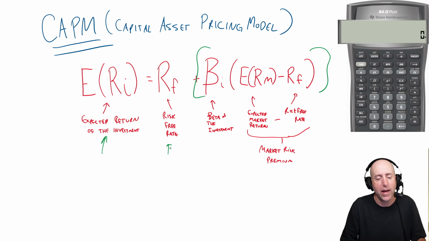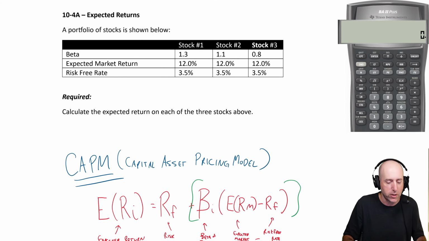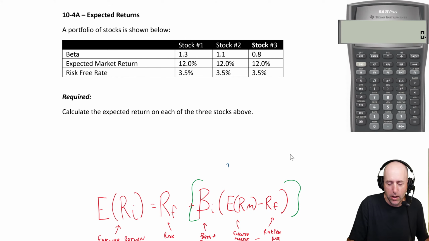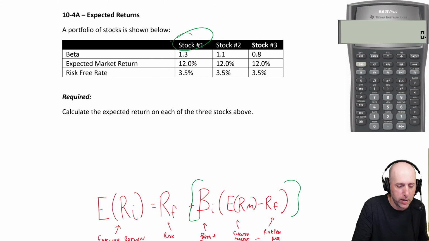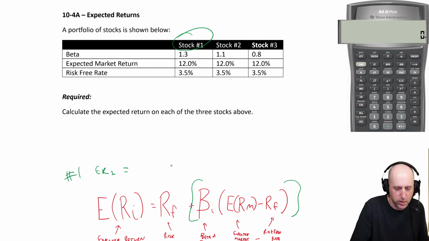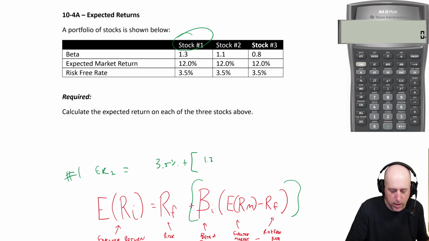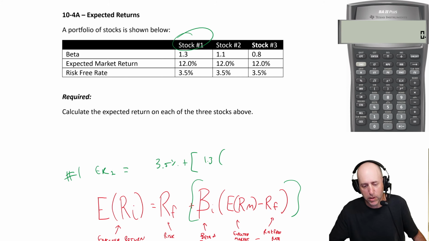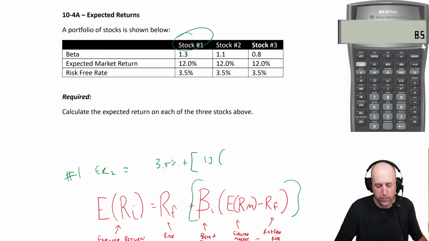Okay, let's apply that to our problem and just sort of crunch some numbers. So I'm going to erase this heading. We're going to solve. So stock number 1. Let me just do number 1 here. So our expected return on stock 1 equals, what's the risk-free rate? 3.5% plus, what's the beta of that stock? 1.3 times the expected market return minus the risk-free rate. Well, I'll just do the number here. 12 minus 3.5 is 8.5%. So times 8.5%.